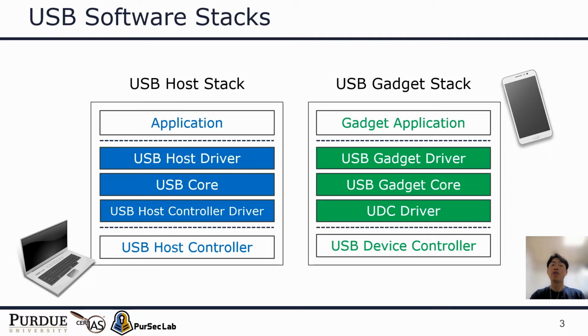The USB Gadget stack on the right looks similar, but instead of host functions, it provides gadget-specific functions, and each layer in the gadget stack corresponds to the same-level layer in the host stack.